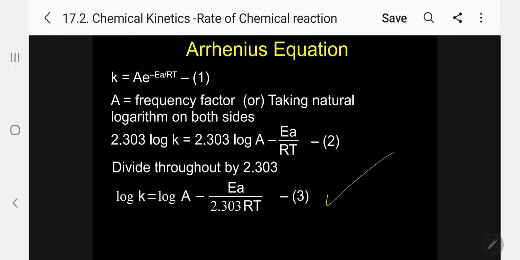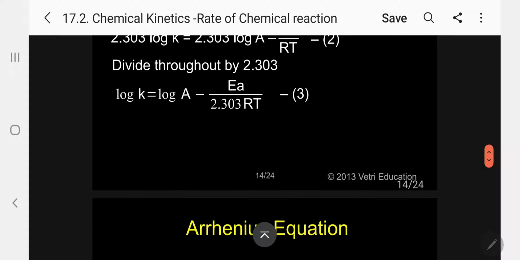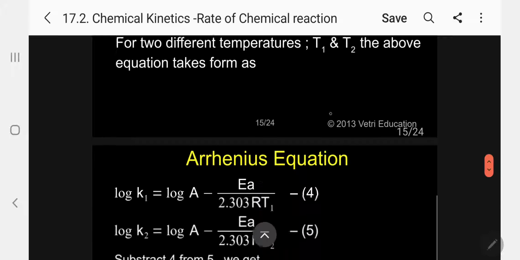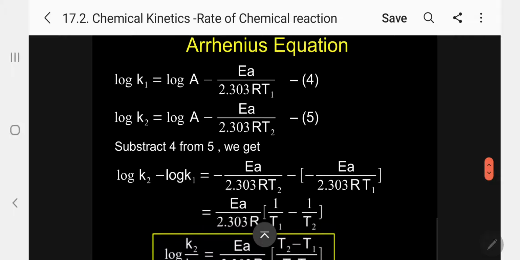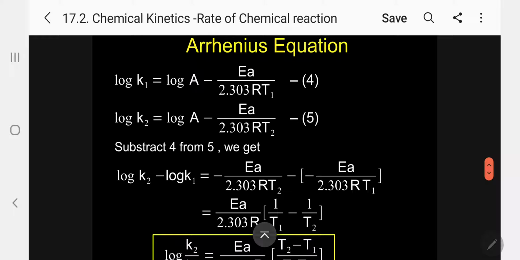I will derive another equation so that you will have a very good relationship between rate constant and temperature. Kindly follow. Suppose I take log K1 equal to log A minus Ea by 2.303 RT1. That means for a particular temperature T1, the rate constant is K1. The same way, for a different, higher temperature T2, the rate constant increases to K2.